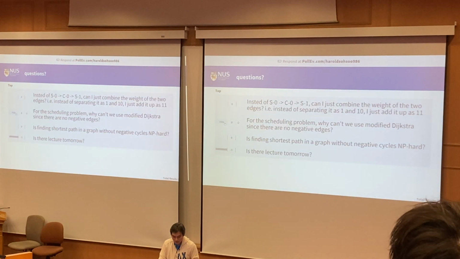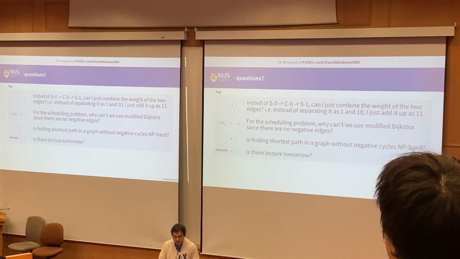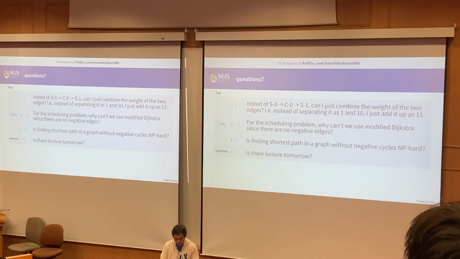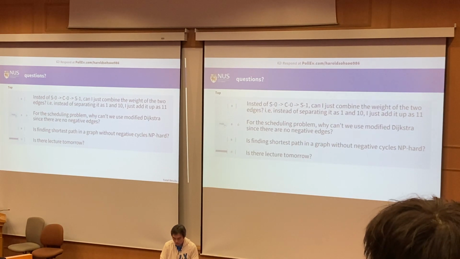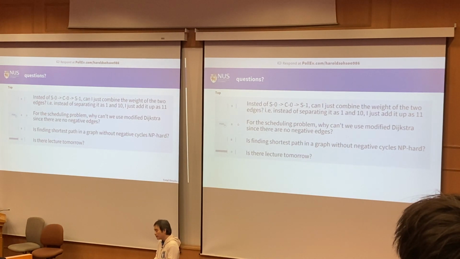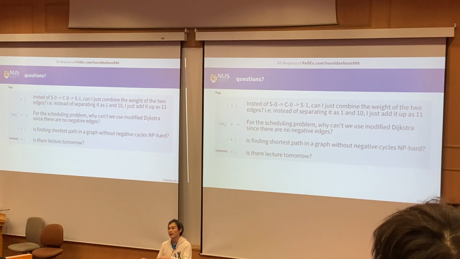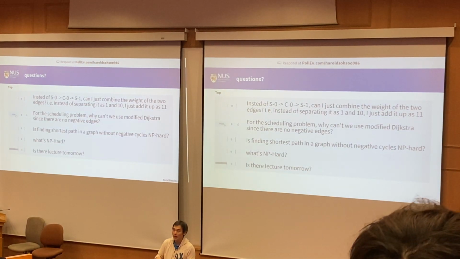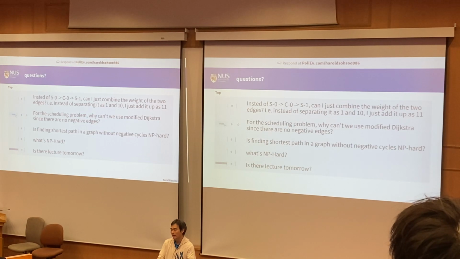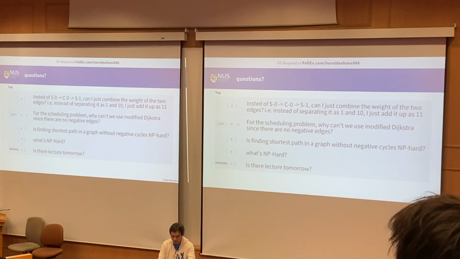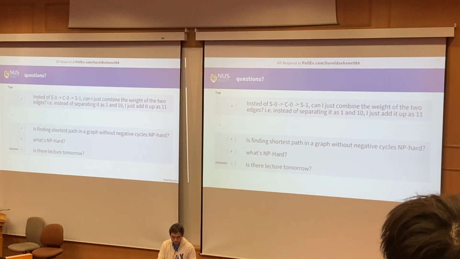So the scheduling problem can't be used to modify Dijkstra since there are no negative edges. For one thing, you have to be guaranteed that there are no negative cycles, and that's not the case here, right? If you use the negative trick, so you make every positive edge into a negative weight, then you actually can't use Dijkstra directly. Okay? So you can try it with positive cycles. You can try it with the modified version.